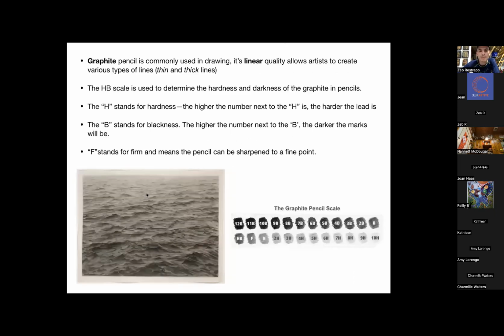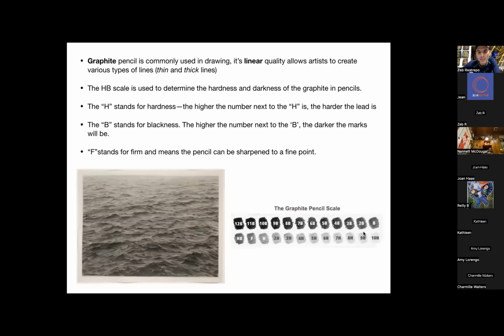Here we have an example of how artists use the graphite pencil scale to their advantage. Here we have Vija Selmans, who I believe is a Brazilian artist, but for the most part, artists use graphite pencils to explore line qualities and create various types of lines, thick and thin. And I have this graphite pencil scale here because I feel it's very helpful in trying to understand not only drawing, but also how to incorporate different values.